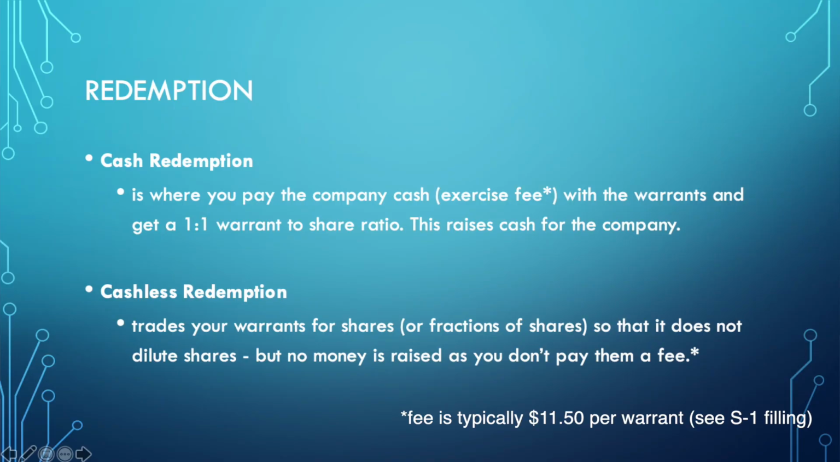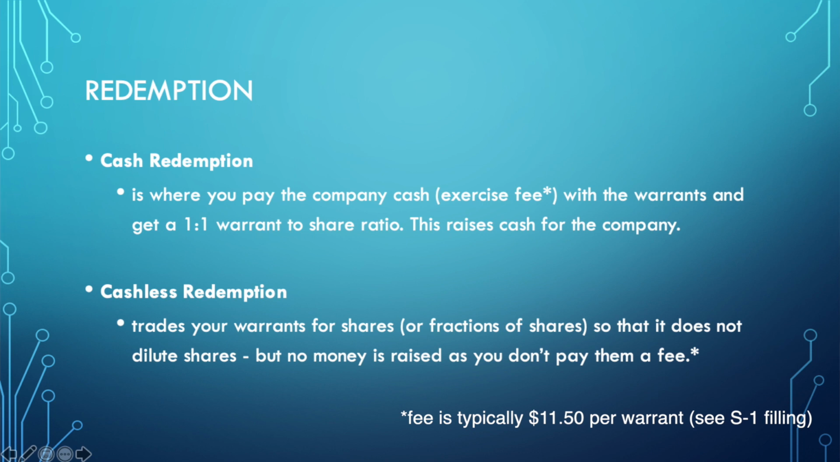Now, there are 2 types of redemption that could happen. One is called a cash redemption, which is where you're paying the company that $11.50 with the warrants and you get like a 1-to-1 ratio back. So for every warrant, you get 1 back. But the company also has this other thing called a cashless redemption. It's another option that they can use where instead of you paying the $11.50, they say, don't worry about the $11.50 and we'll give you back a fraction of a share instead.